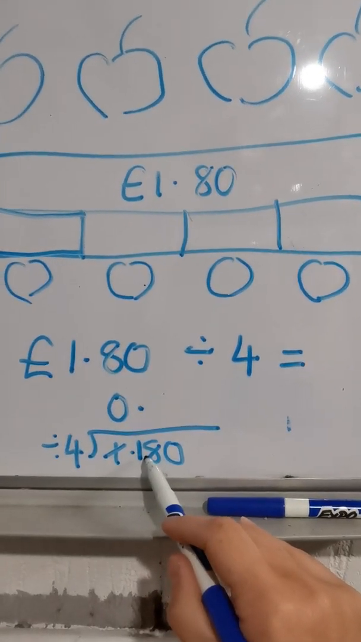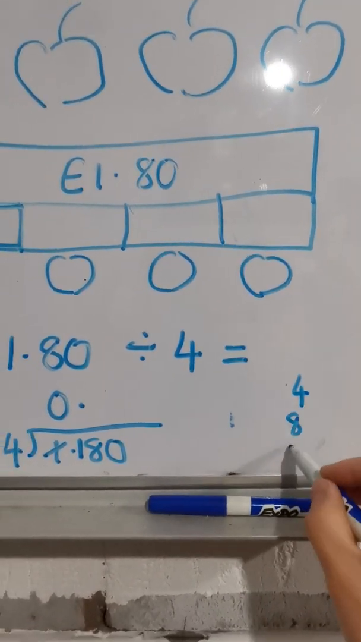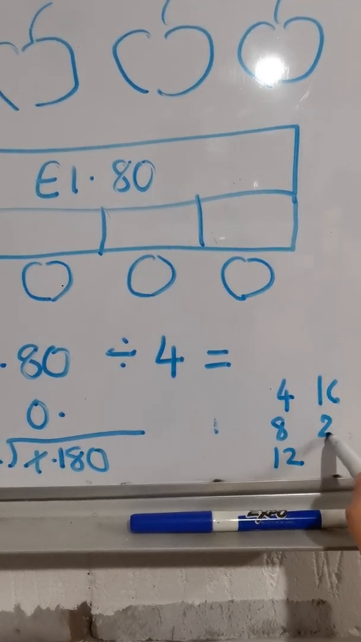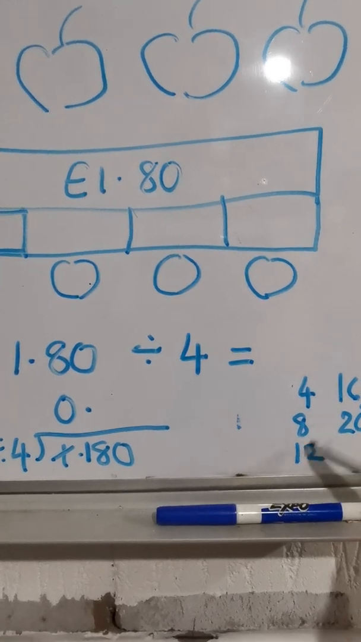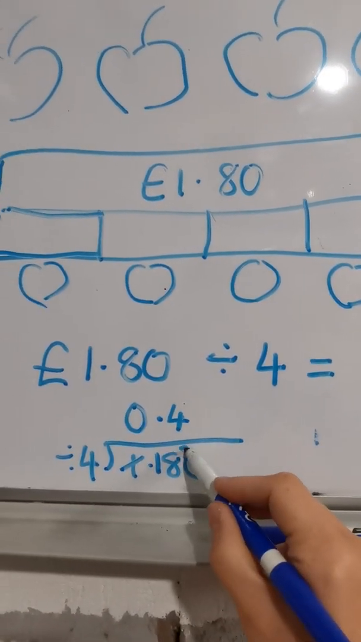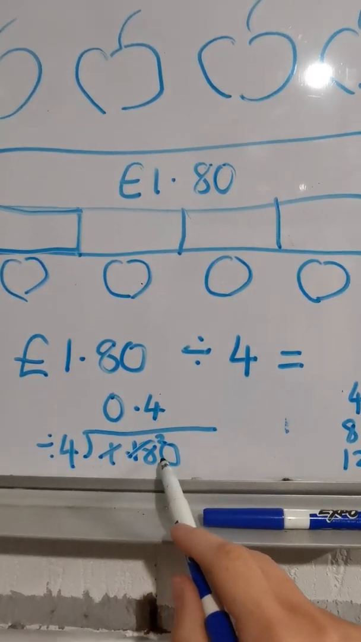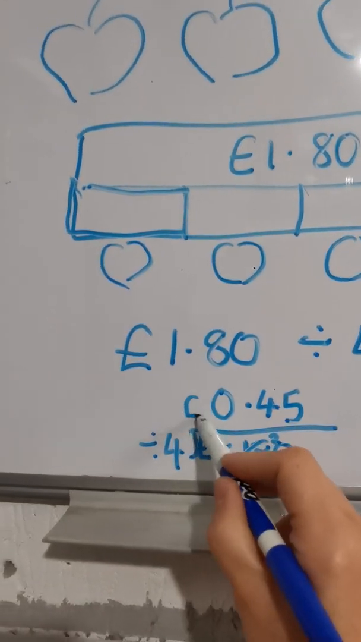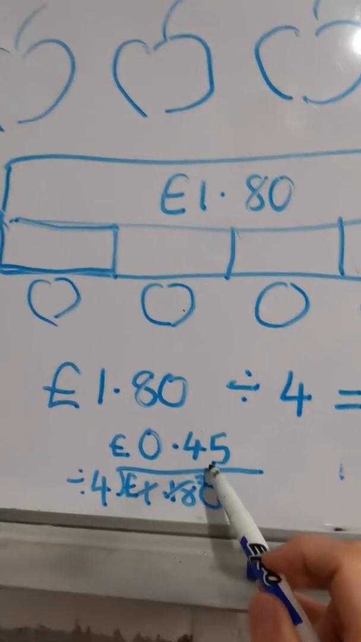4 goes into 18, thinking in my 4 times table. If you've forgotten it, you can always write it out on the side. 12, 16, 20. 20's too far, 18's here. 1, 2, 3, 4 groups, with 2 remaining if I count on. 4 goes into 20 5 times. So I can see here now that £1.80 divided by 4 is 45p.